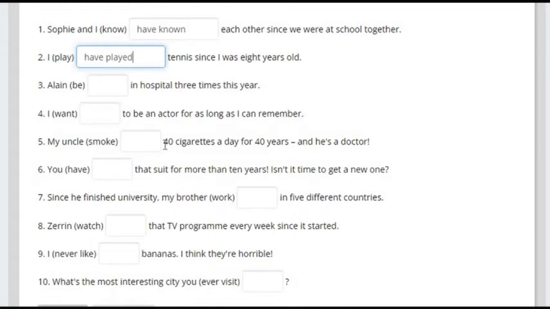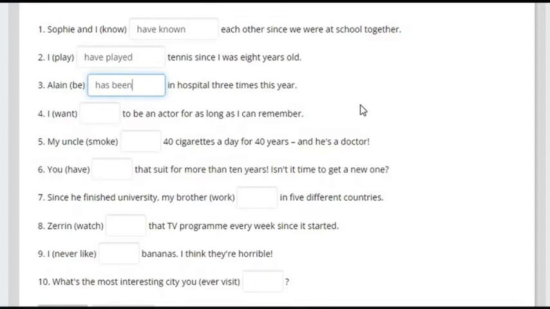Let's go to the third sentence. Alan be in hospital 3 times this year. So the right answer is Alan, we put auxiliary verb has and past participle of the verb be, has been. Let's go to the next sentence.